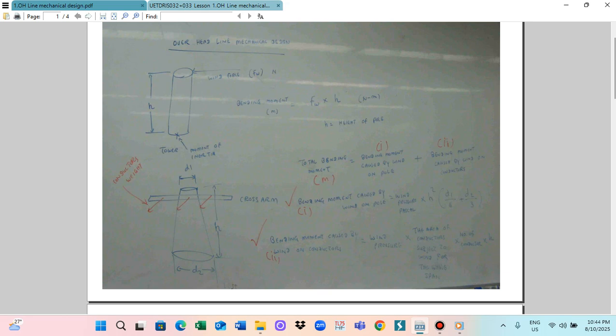Bending moment M is equal to Fw multiply h. The unit will be the Newton meter. H is the height of the pole.